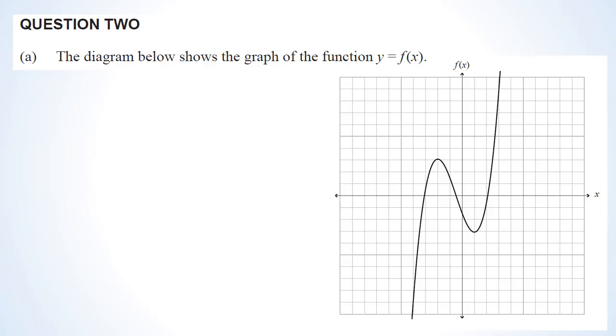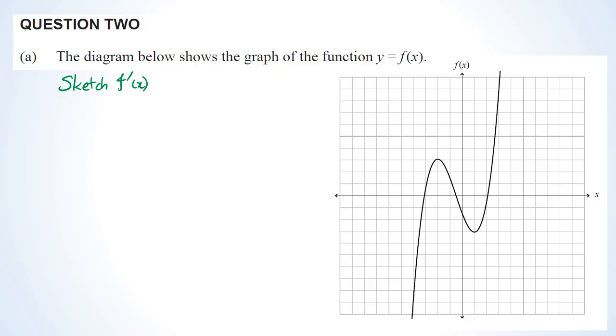Okay, question 2. The diagram below shows the graph f of x. I think I forgot the other part of the question. The other part of the question was sketch f dash of x. So in this question, guys, you were actually given a second grid below in the exam paper, but I'm just going to use the original grid to show you guys, so it just makes it a bit easier.